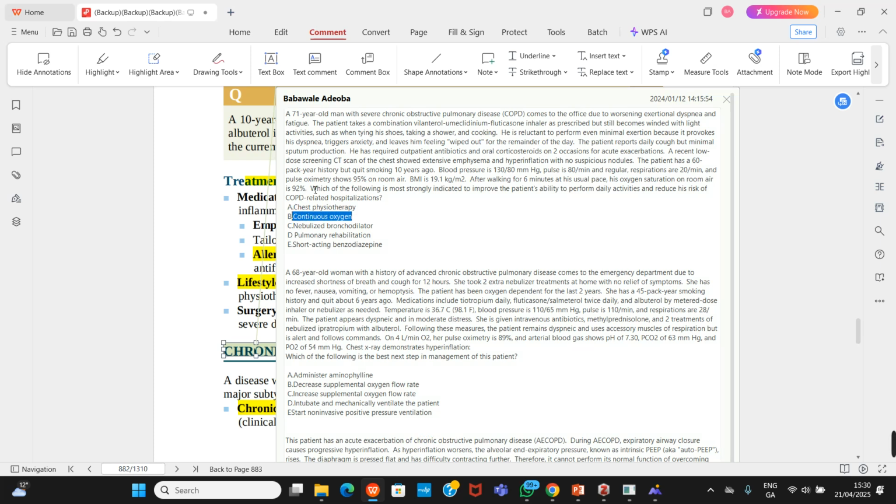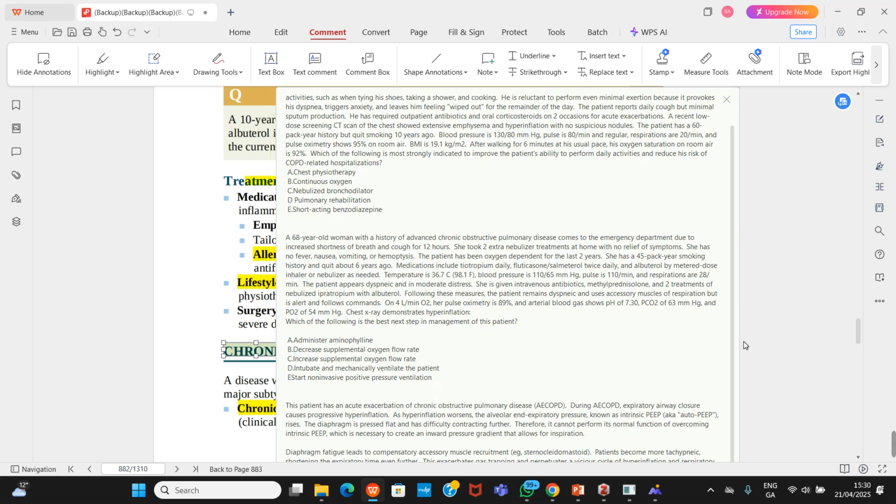This guy is at 92, he's doing well, so there's no need for oxygen. If it's 88 now, we can give oxygen. But why is it not A?